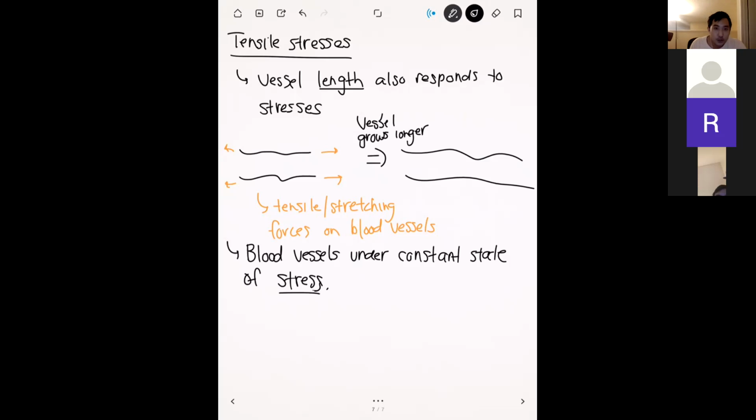Okay. And so let's talk about pressure stresses. And so these are normal stresses. And so normal stresses arise, particularly from pressure forces. Okay.